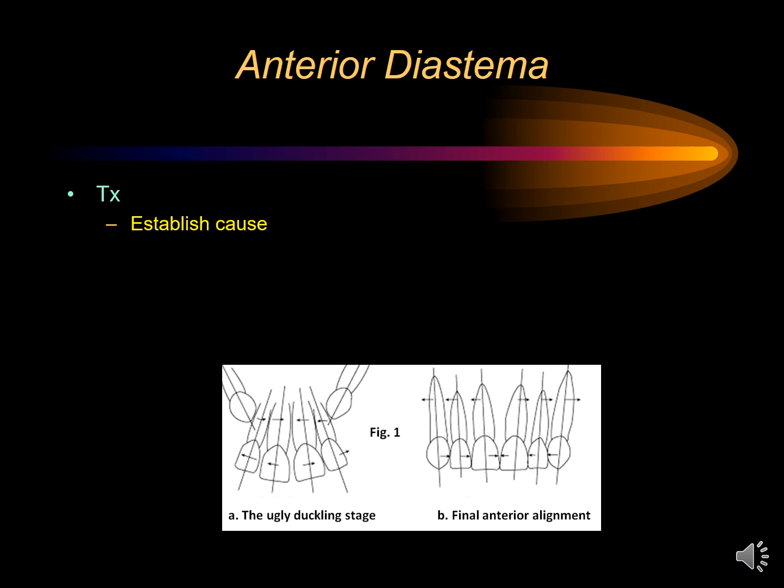Okay, now the treatment is to establish the cause of the anterior diastema. If it is a physiological cause, which is the ugly duckling stage, then we need to advise and reassure the parent and patient that it will most probably close as the canine erupts.